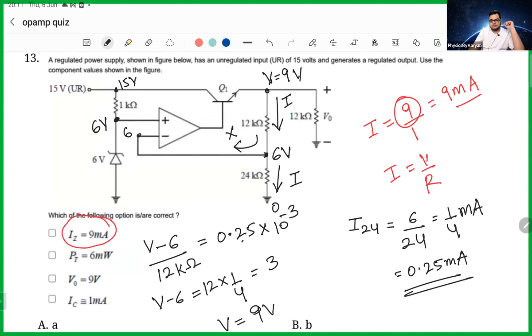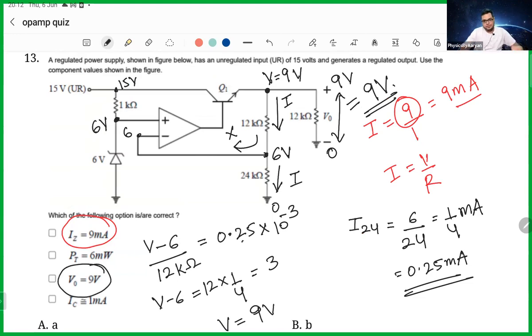Okay. So again, a good success. So what is V output? So if this is 9, this is also 9. If this is 9 and this is 0, then what is the V output? V output is also 9. And that is our option number C. So is it clear? Is the option C clear?